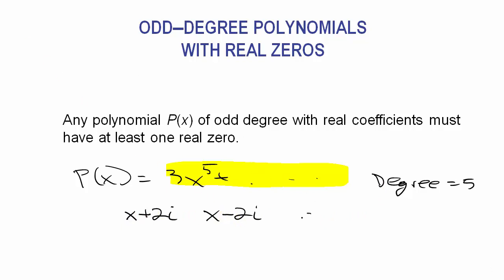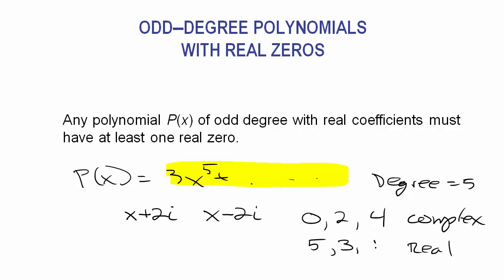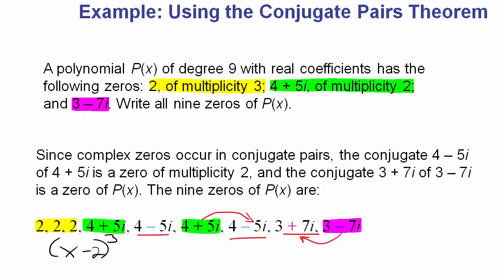So we're either going to have 0, 2, or 4 complex zeros. Since we know we have to have 5 total, if we had 0, that means we would have 5 real zeros. If we had 2, we would have 3, and if we had 4, we would have 1, and there you can see that we have to have at least one real zero.